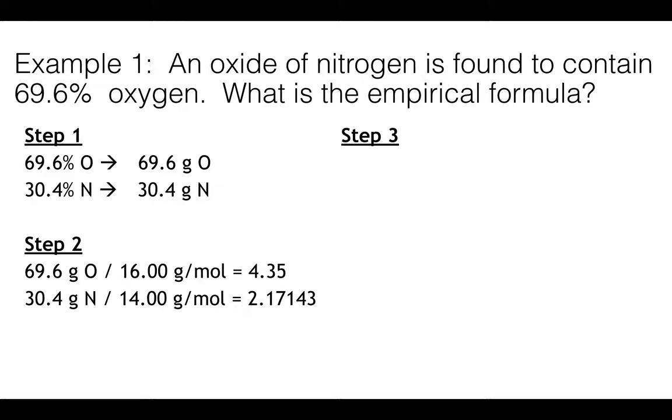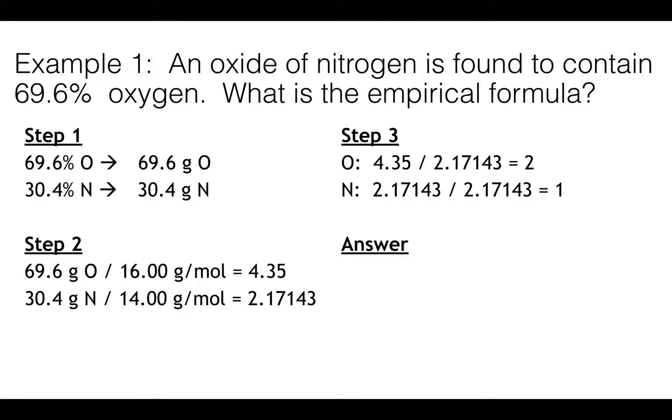Step number 3 is to take the two numbers for oxygen and nitrogen that we got in step number 2 and divide by the lowest one. Between 4.35 and 2.17143, the lowest one would be 2.17143. So we're going to take oxygen's number, 4.35, and divide it by 2.17143 to give us 2. We'll do the same thing for nitrogen to give us 1. So now we're just going to combine them together. So we have 1 nitrogen and 2 oxygens.